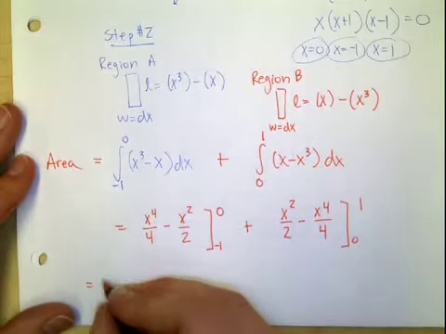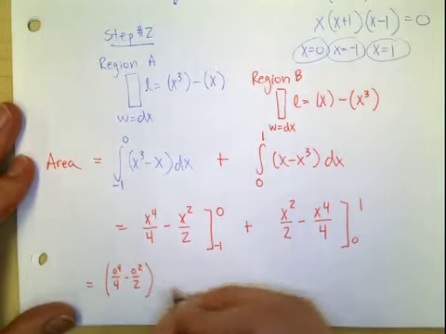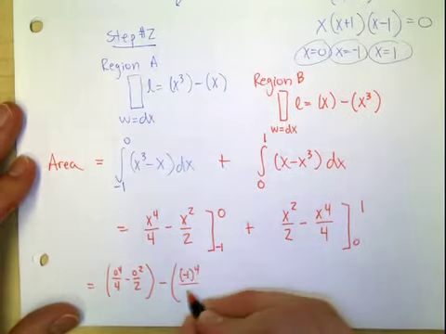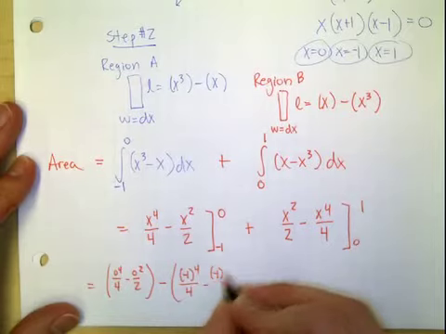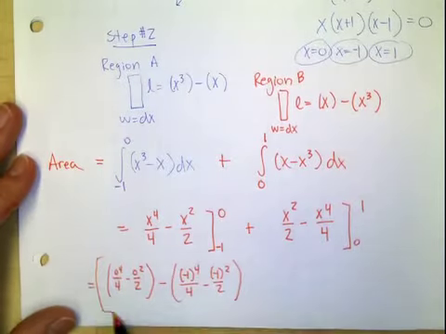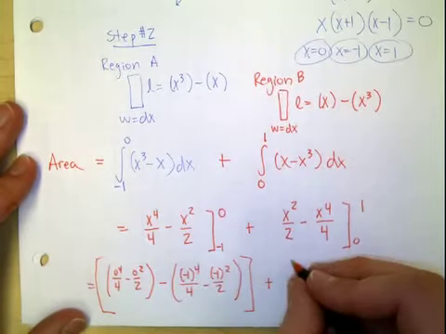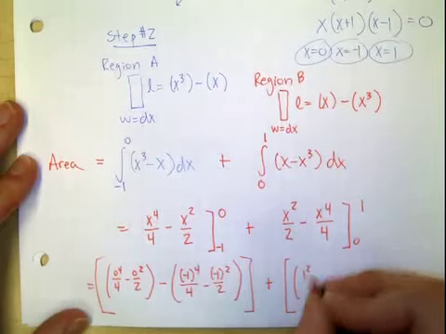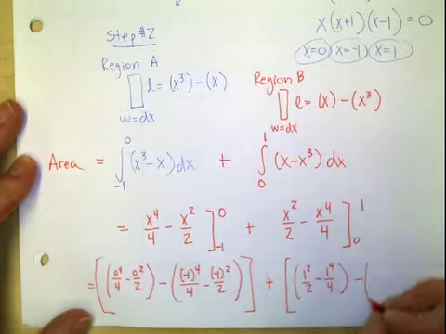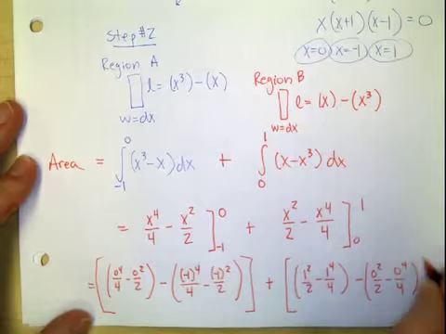If I plug in the top bound for this first one, plug in 0, I'm going to have 0 to the 4th over 4 minus 0 squared over 2, minus, plug in the bottom bound, negative 1. It's going to be negative 1 to the 4th over 4 minus negative 1 squared over 2. So that is the first part of this problem. And then whatever that gets you, we're going to add that to plug in this thing. It's going to be plug in 1 squared over 2 minus 1 to the 4th over 4, minus plug in 0 squared over 2 minus 0 to the 4th over 4.